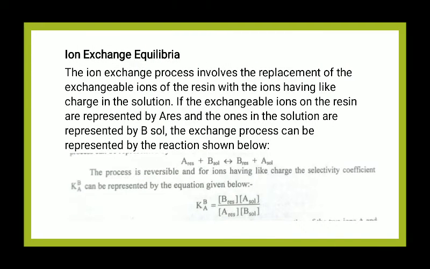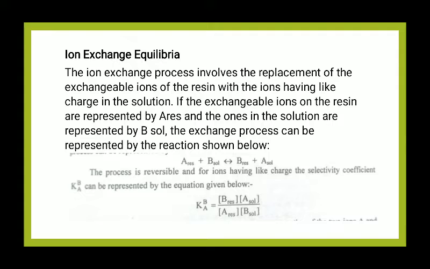Ion exchange equilibria. The ion exchange process involves the displacement of the exchangeable ion of the resin with an ion having like charge in the solution. If the exchangeable ions on the resin are represented by A suffix resin and those in the solution by B suffix sol, the exchange process can be represented by the equation: A resin + B sol gives B resin + A sol.